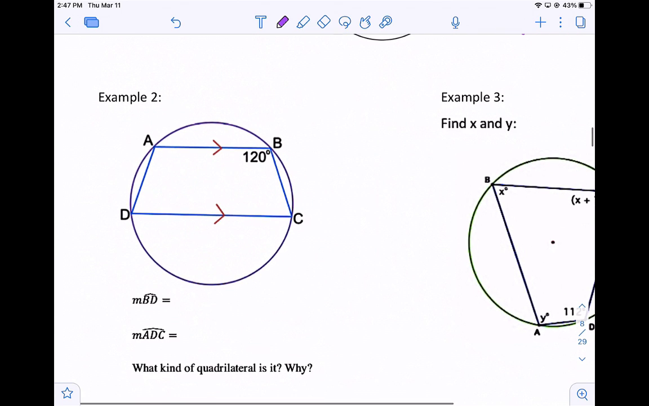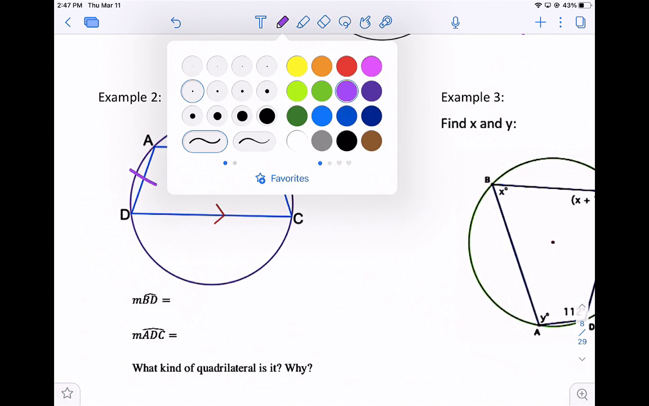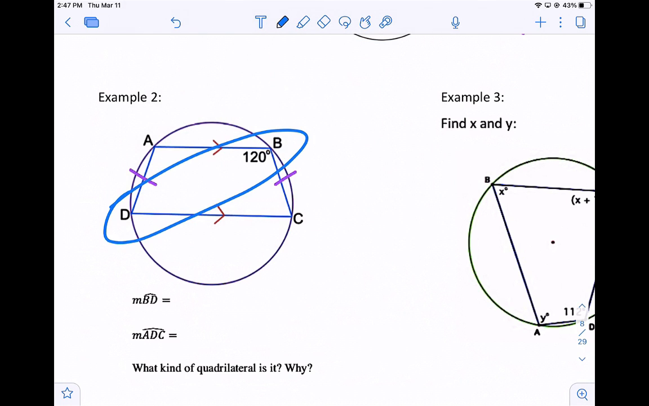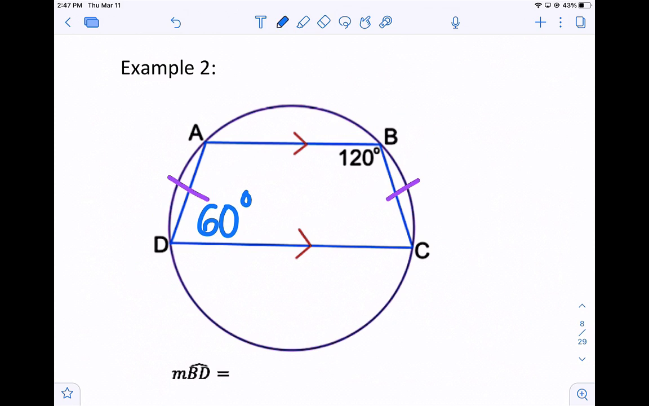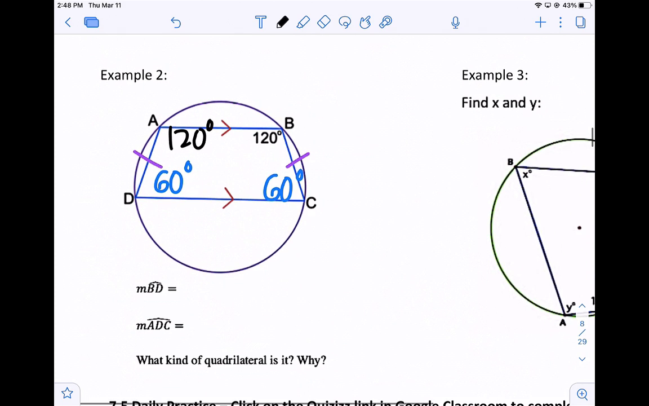Okay, so in the first example, we have parallel lines, and this happens to be a trapezoid. We have one set of parallel lines and two sides that are not parallel. It's an isosceles trapezoid, actually, because these two sides are the same. Let's solve. By this new property, if it's a cyclic quadrilateral, the opposite angles add to 180. So angle D would be 180 minus 120, which gives us 60 degrees. Since it is an isosceles trapezoid, the base angles are the same, so we have 60 and 60, 120 and 120. Then it says find the measure of arc BD.